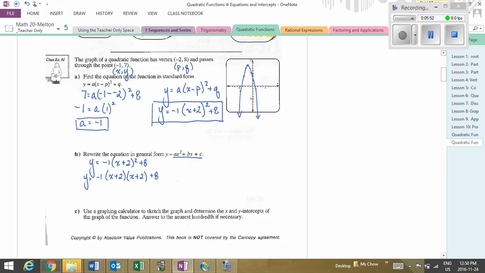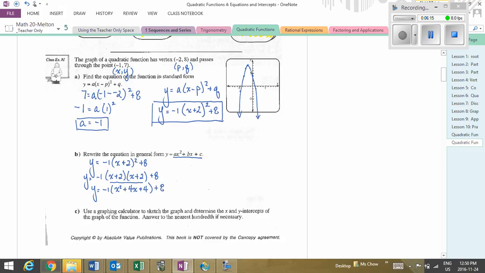As well, exponents come before multiplication. That means that you don't want to distribute the negative in first. So let's do the expansion of these two binomials. So that is y is equal to -1 times x squared plus 2x plus 2x, which is x plus 4x, and then plus 4, then plus 8.